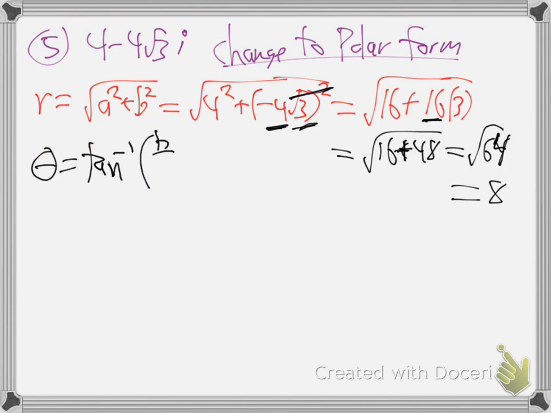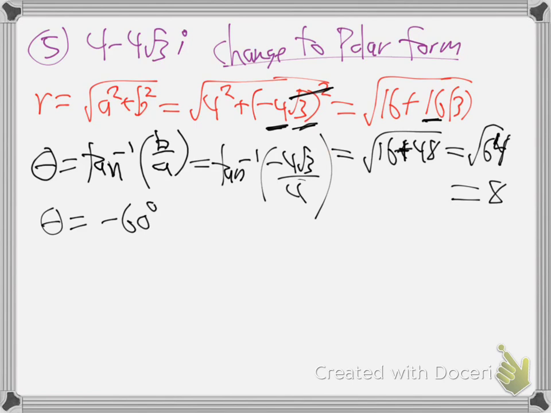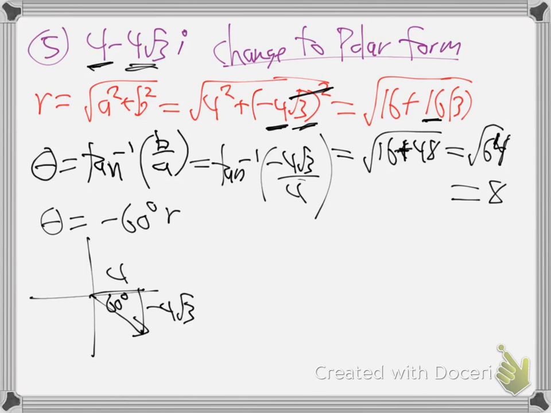Inverse tangent of B over A, huh? The Y over the X, whatever you want to call it. Inverse tangent of negative 4 root 3 over 4. Did you get, like, negative 60? Yeah. Negative 60 degrees. Good? So now, where is that? That's fourth quadrant, because this is right and down. Right 4, down 4 root 3. So that angle, 60 degrees, is a reference angle. You can just make it positive, that's fine. You're right, that's a minus 60 reference angle. Remember, that's always a reference angle. So it's 60 in the fourth quadrant.